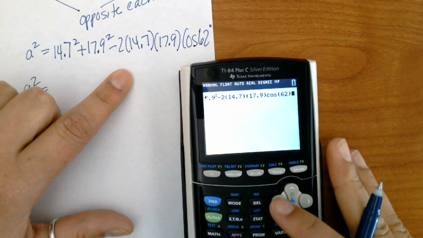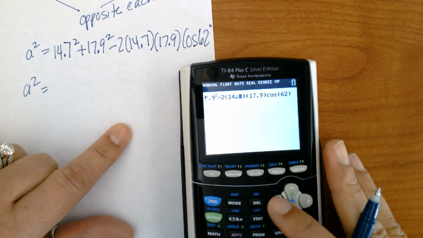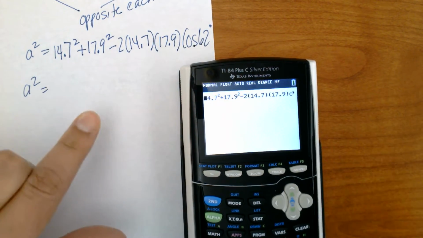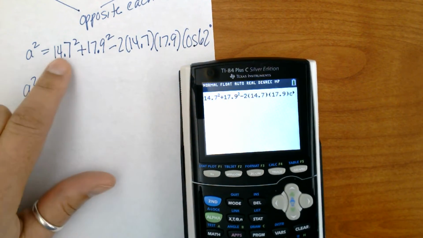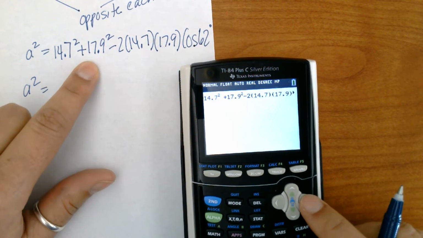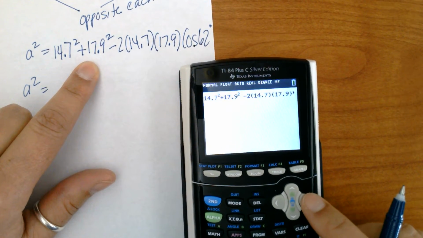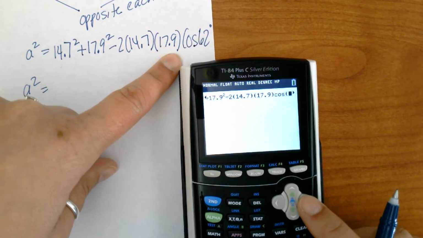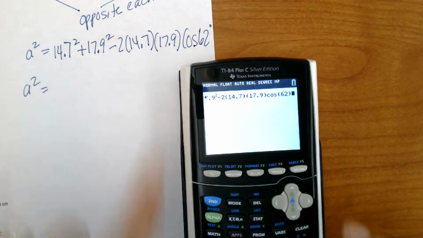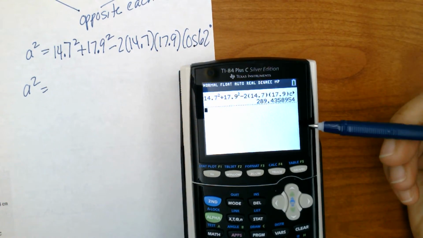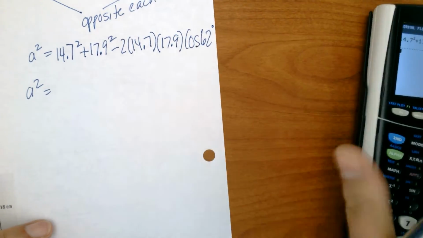Now, when you do this, I am going to say, go scroll back over to the beginning, because this is a lot of numbers, and I don't want anybody making a little mistake in a decimal. So let's just check our work. 14.7 squared, got it, plus 17.9 squared, perfect, minus 2 times 14.7 times 17.9 times cosine of 62. Let's press enter. We got 289.4.